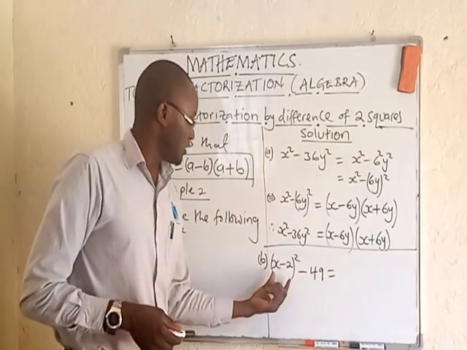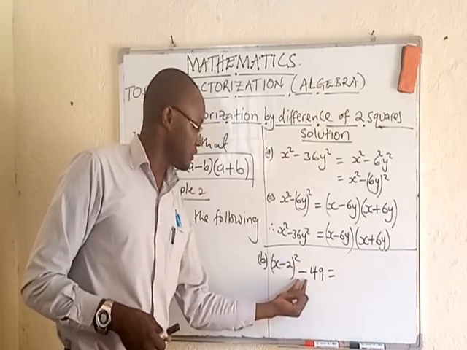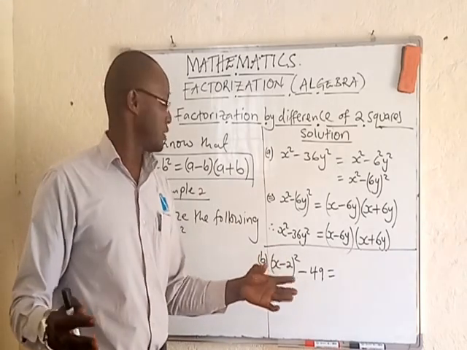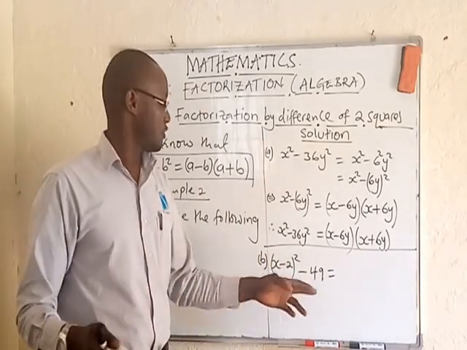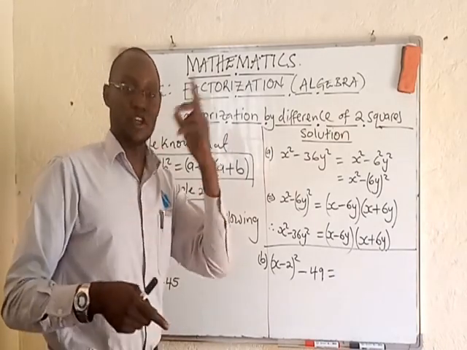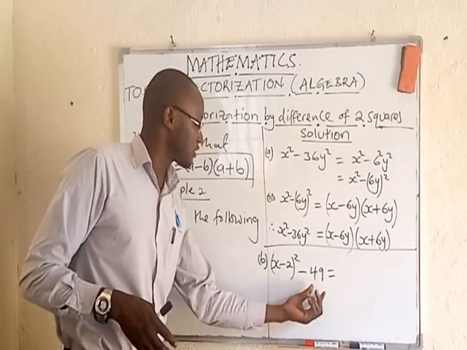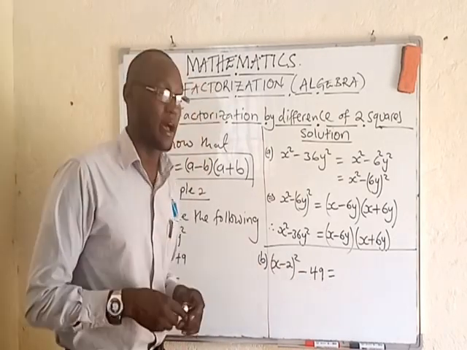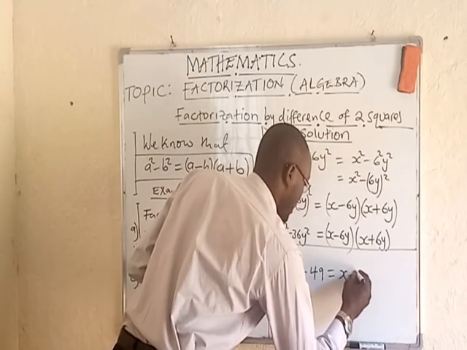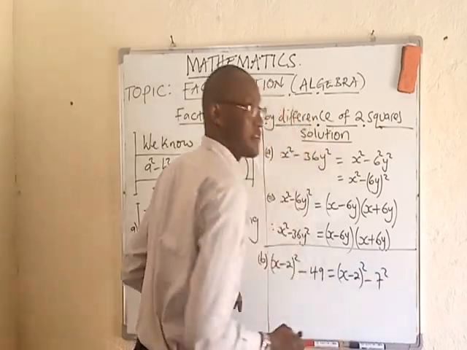I've already seen one part treated as a square. That is x minus 2. The difference is there. But 49 is not a square. What should I think about? I need to think about square root. The square root of 49 is 7, which means the opposite of square root is a square. So 7 squared will take us to 49. So we can express 49 in terms of a square as 7 squared. So this will now be x minus 2 squared, then minus 7 squared.